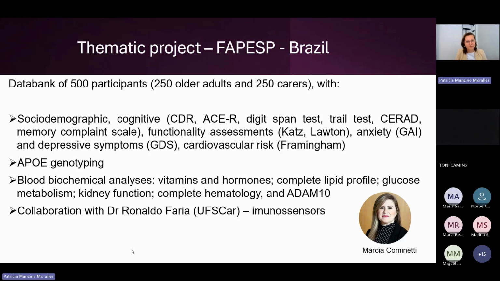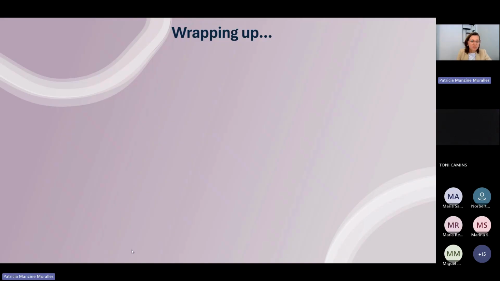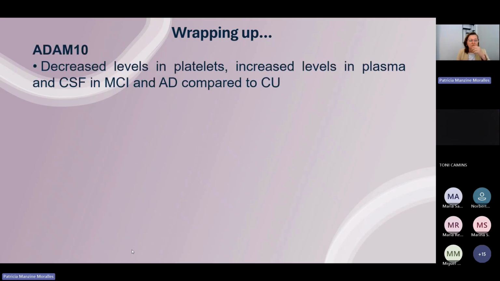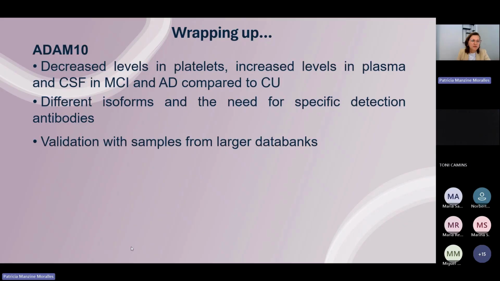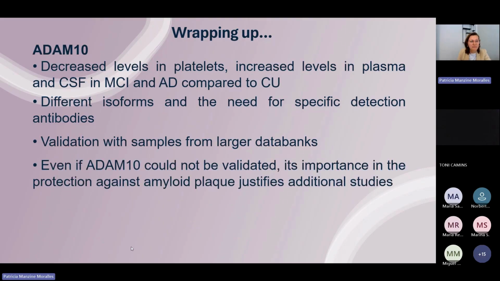So, wrapping up, I would like to finish this presentation saying that ADN10 has decreased levels in platelets and increased levels in plasma and CSF. We saw this analysis in MCI and also in Alzheimer's disease compared to cognitively unimpaired patients. There are different forms and a need for specific detection antibodies in future studies, also important for the validation of these assays in larger data banks.